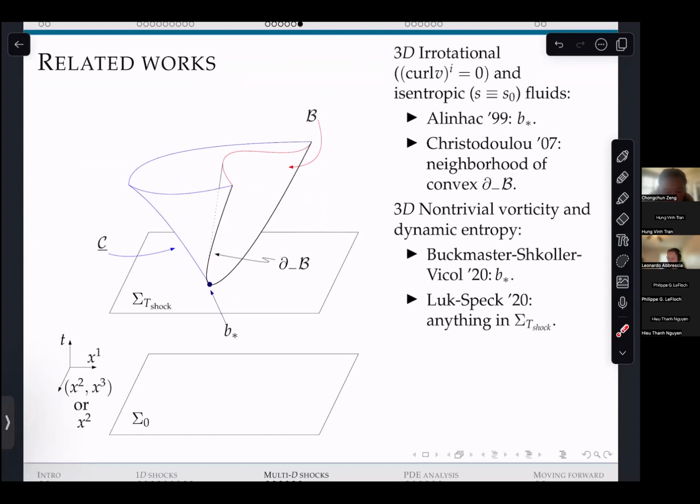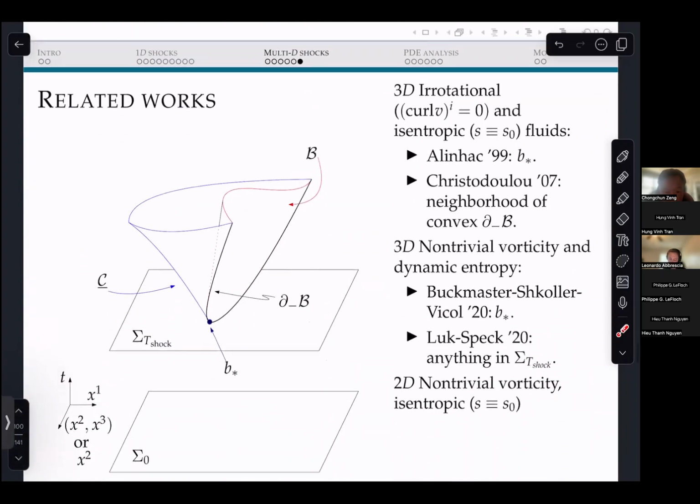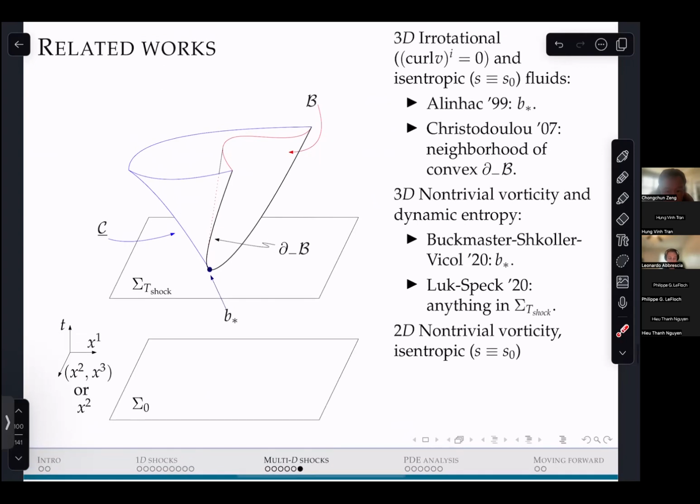Also in 2020, Jonathan Luk and Jared Speck were able to follow the solution not just up to B star, but they considered another regime where there could be other points over here that have a shock. But all of these results do not go up until the singular boundary or the crease.